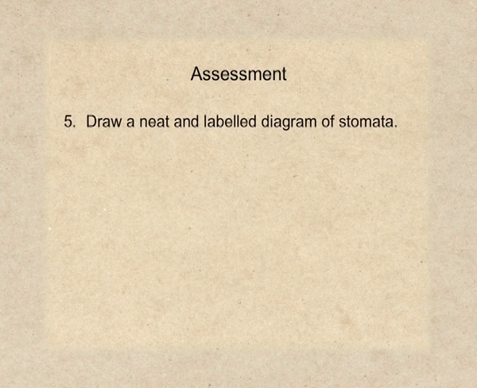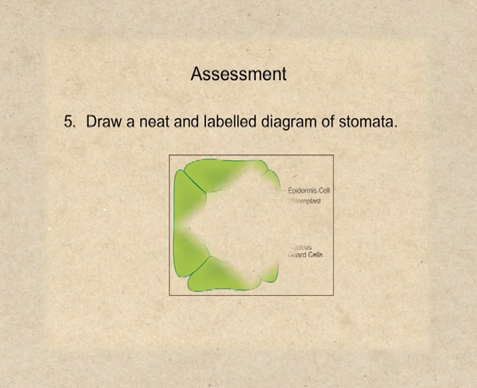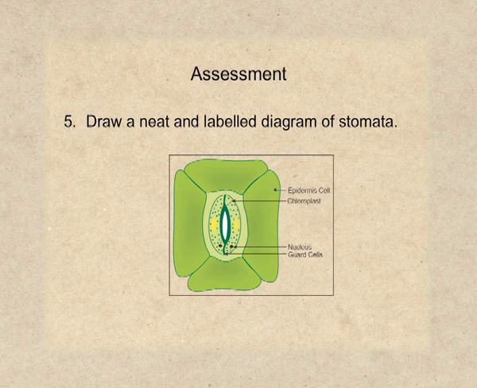And the last question for today is, draw a neat and labeled diagram of stomata. In this diagram, you need to draw the surrounding epidermal cells, 2 guard cells, and show chloroplasts and nucleus in the guard cells. Make sure you draw clean and neat diagram. Write all labels on one side of the diagram. Draw a box to your diagram so that it looks presentable.